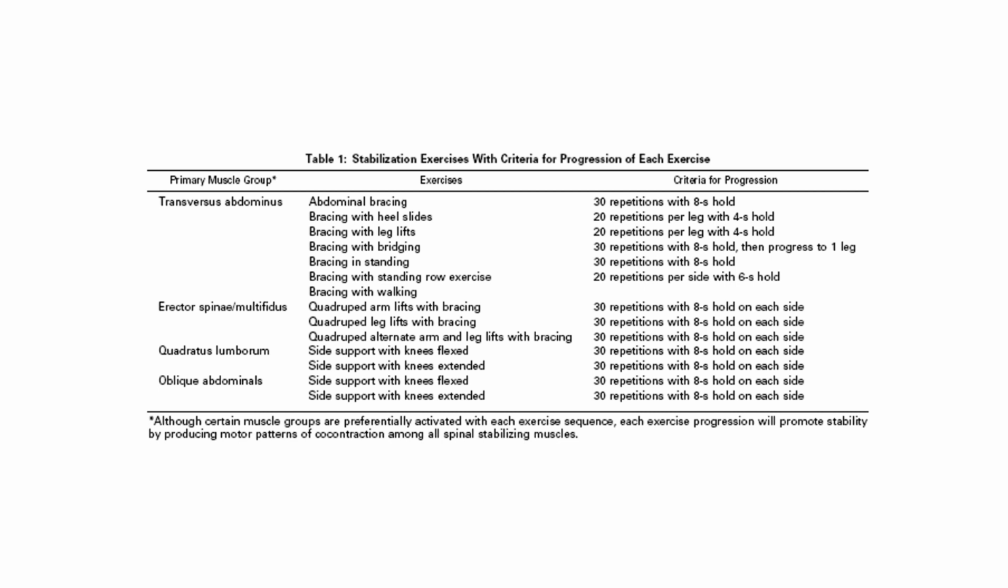Take a moment and review this particular slide, because it provides the progression for each of those exercises. For example, we talked about activation of transverse abdominis, this abdominal bracing or abdominal hollowing exercise. Once the patient can do that, we're then going to use bracing with heel slides, then bracing with heel lifts, bracing with bridging, bracing with standing row exercise, and walking. We can also see the criteria for progression there. It's quite clear how many repetitions these individuals would have to perform, holding that particular posture in a correct fashion, before we can progress them.